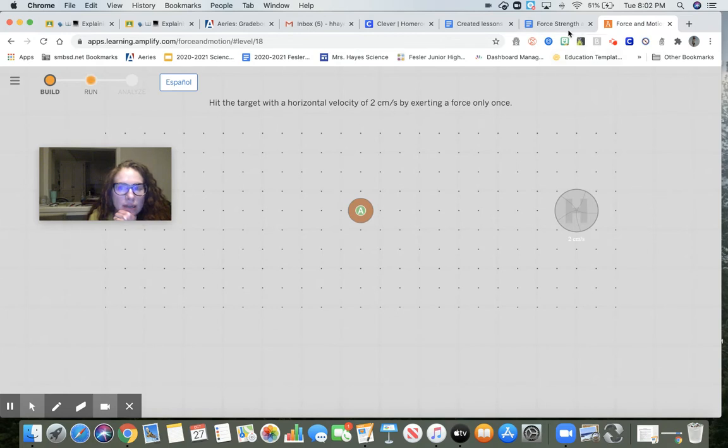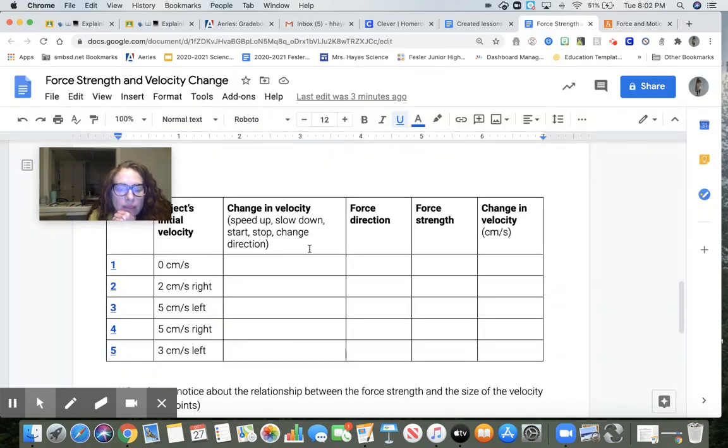In this box, I'm going to write one of these phrases or words down. So the change of velocity: am I speeding up? Well, it's starting at 0, so it's not speeding up. It's not slowing down either because it's starting at 0. Is it starting? That's what it's doing. It's going to start moving. So I'm going to write start. It didn't stop. It's not changing direction. It started at 0. Then notice I need a force direction, force strength, and change in velocity.